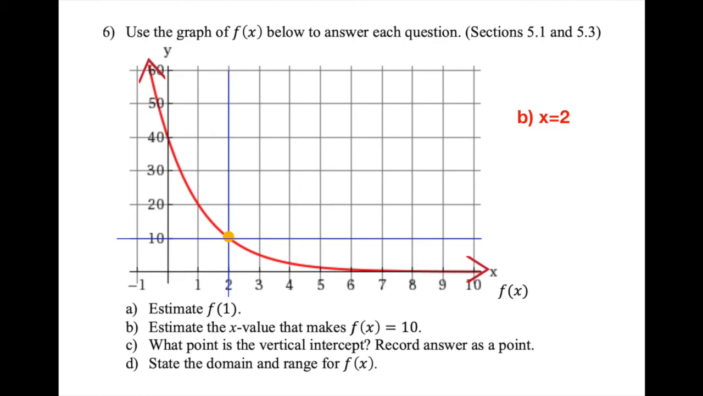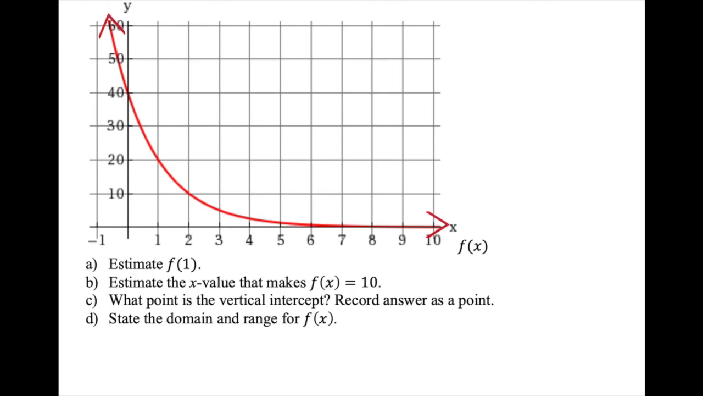That's part B. Part C, vertical intercept. That means where your graph hit the y-axis. So here's your graph. The y-axis, because y-axis is vertical. So this is a y-axis. So this point here is the point we are interested in. And we want to record the answer as a point. So for the x-coordinate, it will be 0. Y-coordinate will be 40. So 0, 40.